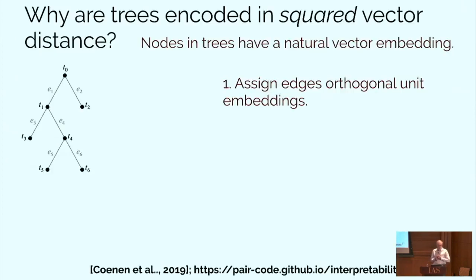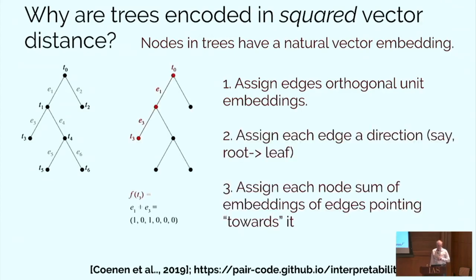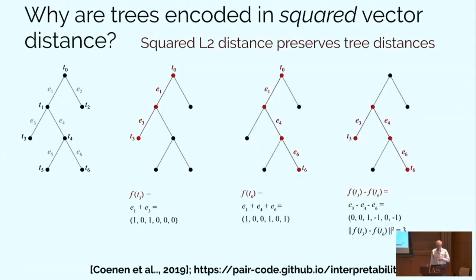But they noted the following thing, that there's an easy way to think of nodes in trees as having a natural vector embedding. For each edge, you can assign an orthogonal unit embedding to it. And you could do that deliberately, or you could just rely on the fact that in a high-dimensional space, random embeddings are almost orthogonal. Then as you go down the tree, you assign to each node the sum of the embeddings of the edges that point towards it. That gives you a representation of the nodes in a tree. And with such a representation, you can work out the metric distances of edge paths in the tree that we've been using up until now by just subtracting these vectors, and you'll get the right answer.